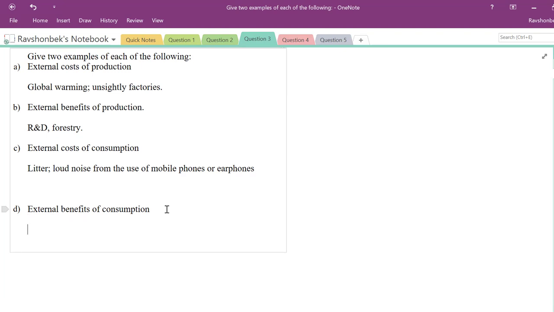External benefits of consumption. Any consumption of any medicine that would keep you healthy and as a result keep others healthy, yeah. So let's call them vaccination or consumption of medicine. So vaccination is a good example. Or pedaling to work, pedaling to uni, for example, creates an external benefit to others.